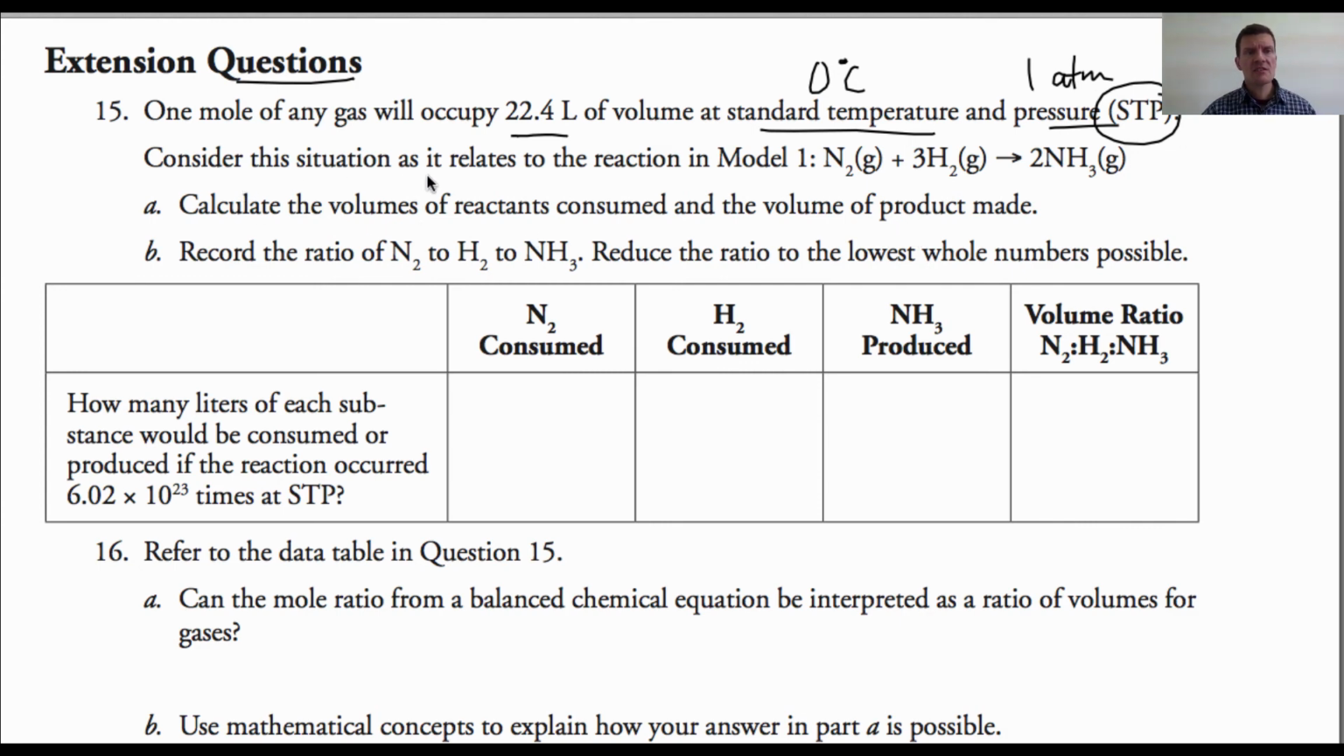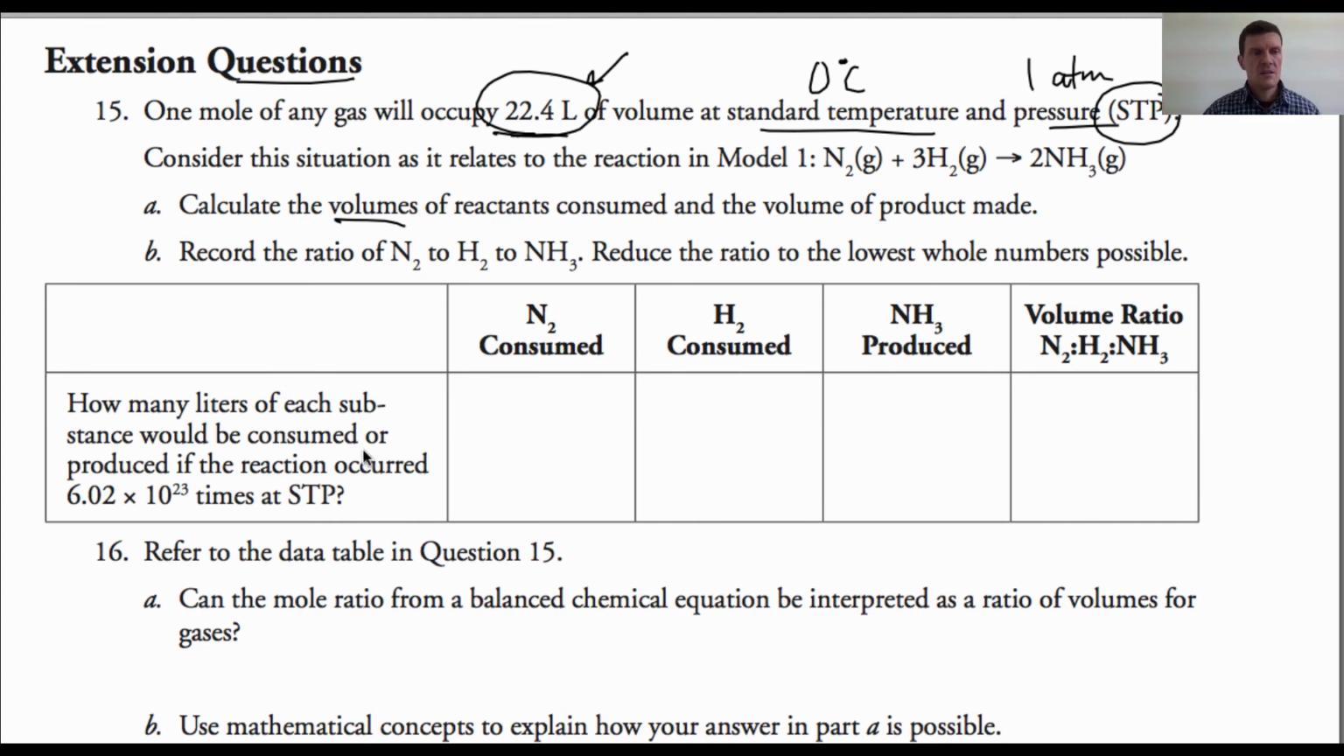Consider the situation as it relates to the reaction in Model 1. Calculate the volumes. Now we're talking about volumes. These are gases. And if a gas is going to occupy a specific volume at a given temperature and pressure, then we can use volume instead of moles. That's what they're going to get to here. For gases, every gas is going to occupy the same volume given the same temperature and pressure, and that is also telling you that you have the same number of particles.